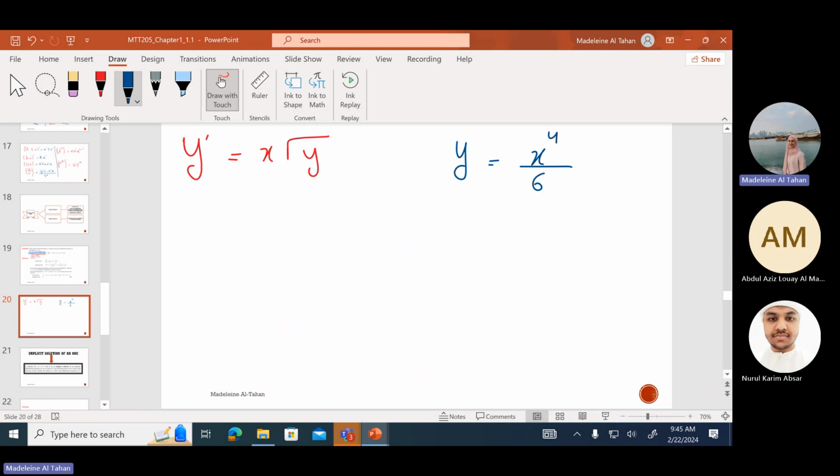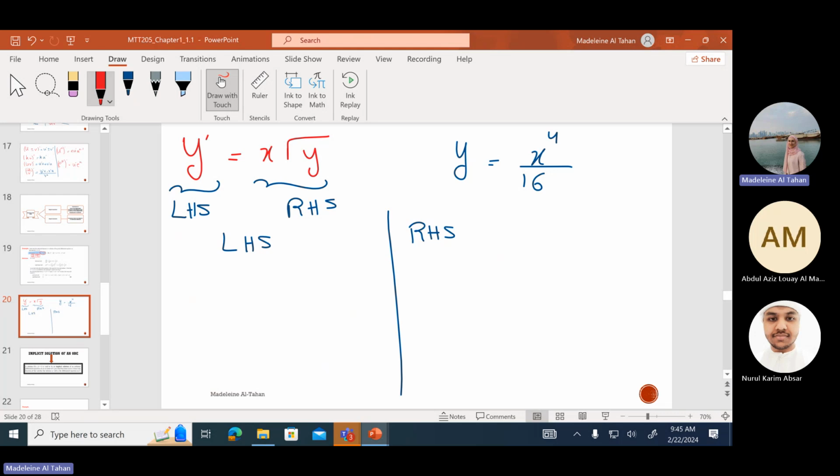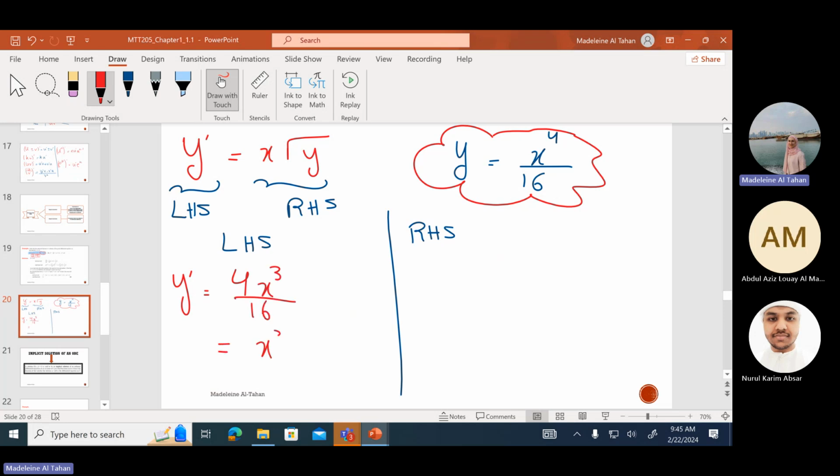So we have a left-hand side and we have a right-hand side. Work with each of them out. So this is our left-hand side and this is our right-hand side. Left-hand side is what? Okay, what's y prime? This is y. Okay, give me the derivative. It's 4 x cubed over 16, which is basically x cubed over 4. Did all of us get the left-hand side in this way?